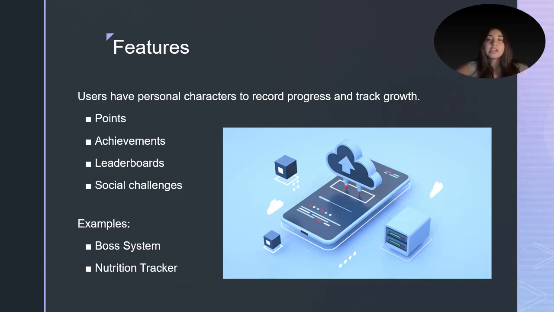Users have personal characters they can level up by earning points through achievements. Users can also set goals based on the leaderboard. Some other examples include our boss system, where we will display the boss of the week. Users must log in certain amounts of information to be able to defeat these bosses and earn points.